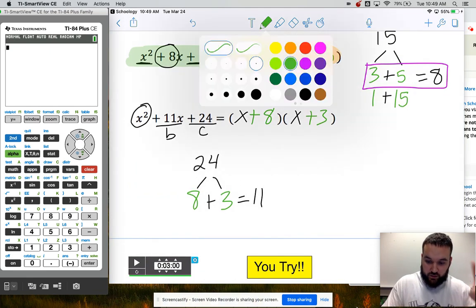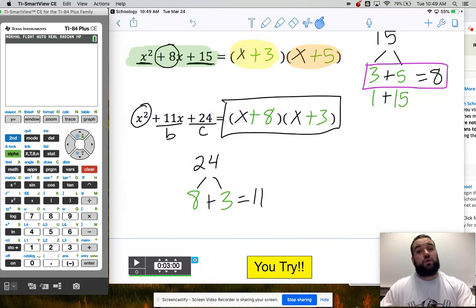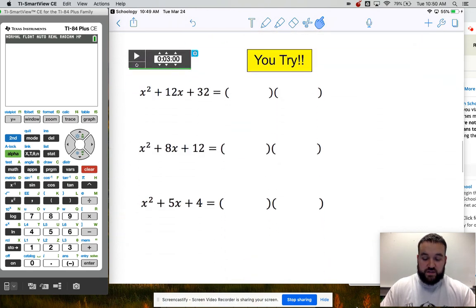Okay, so our answer, what we're looking for, is right here. It's a huge skill that you will use throughout the rest of math, whether it's geometry or advanced algebra. If you go to calculus, wherever you go, you will be factoring. Okay. At this point, I would like you to pause the video. Try these three problems on your own and see if you can find numbers that multiply to c and add to b.